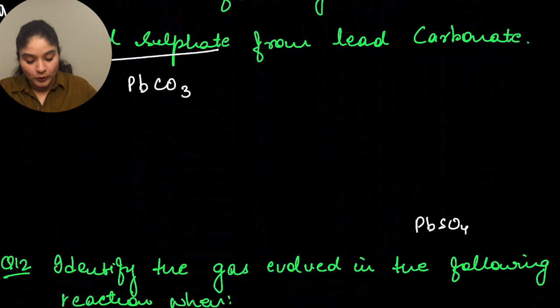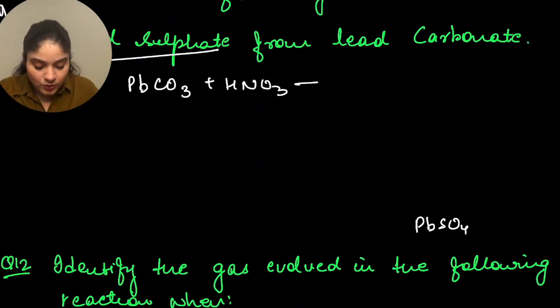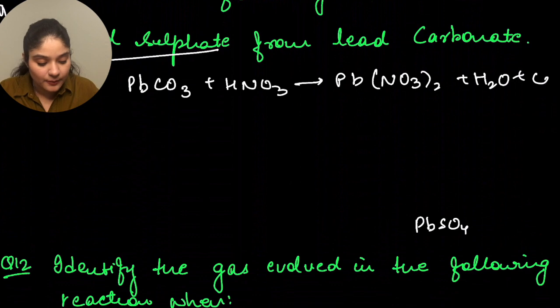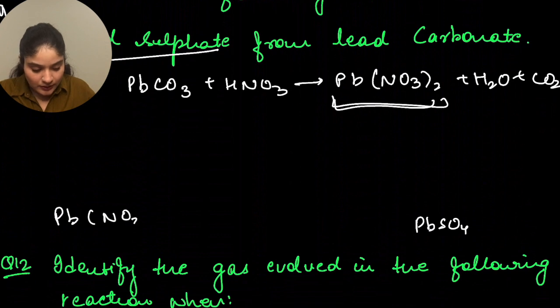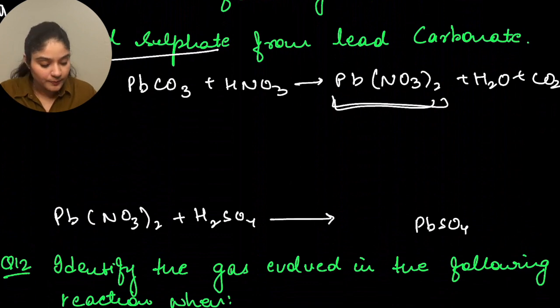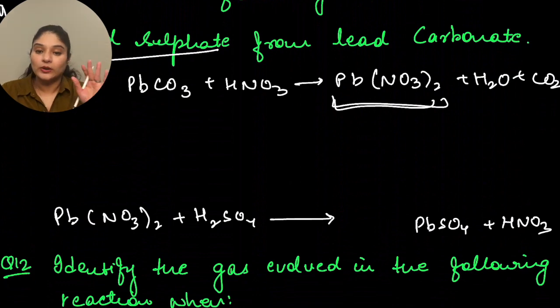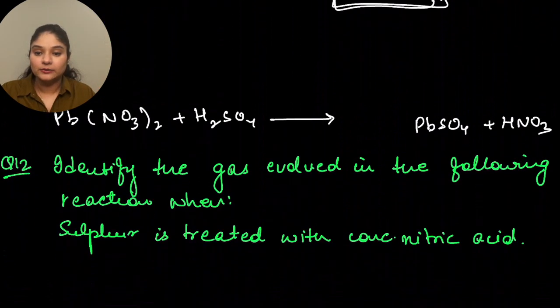So you have lead carbonate, you reacted with nitric acid, so HNO3, you end up getting lead nitrate plus water plus carbon dioxide. Now you use this lead nitrate, so Pb(NO3)2, you reacted with H2SO4 and you end up getting PbSO4 plus HNO3. Okay, so I hope this makes sense to you. Let's move to the next one.